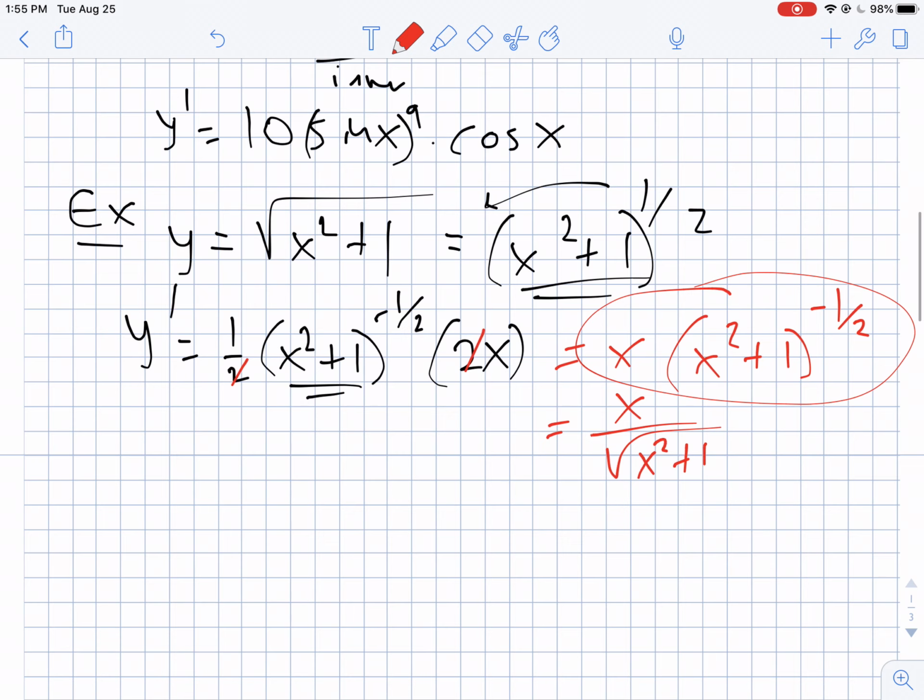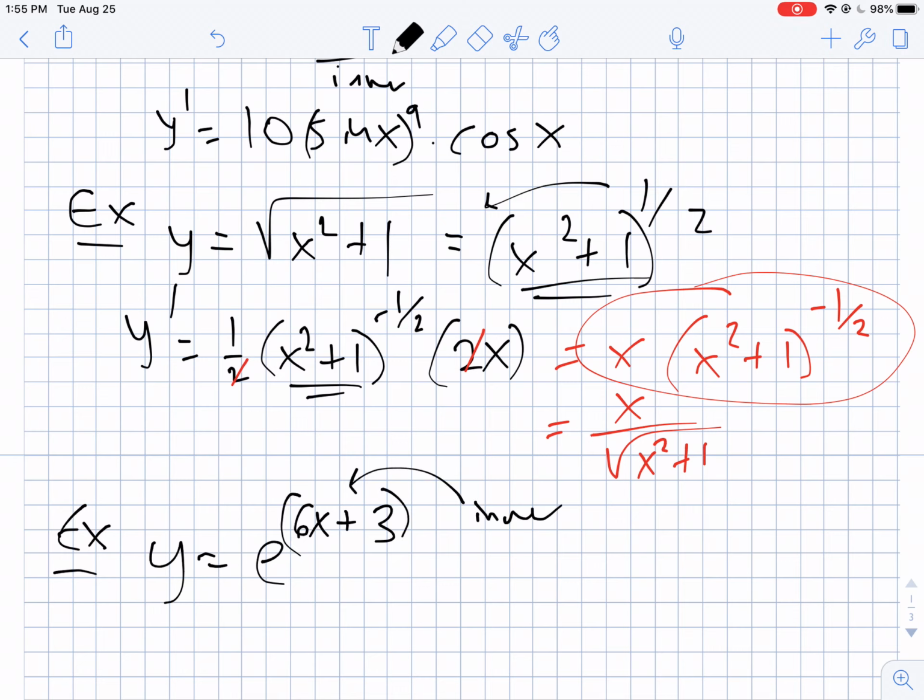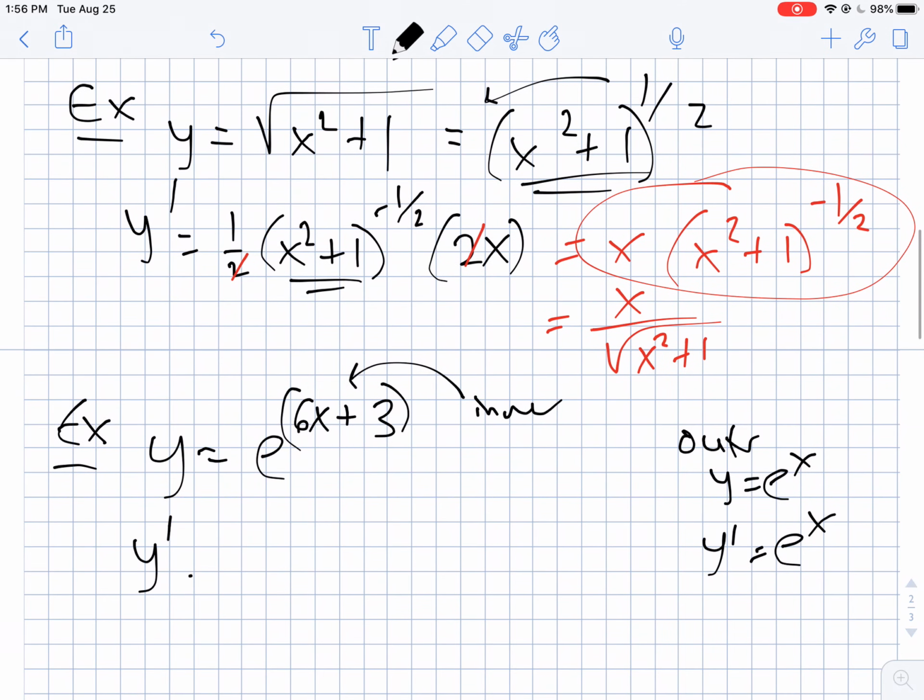Okay, let's look at a case with e, because I think this is actually a pretty interesting one. So what if you have the function e to the 6x plus 3? Now, this is the inside. Think of whatever's in parentheses as the inner function. Your outer function in this case is just e to the x, which we know the derivative of that is just e to the x. Okay, so we're going to start with that. So we're going to start by taking the derivative of e to the 6x plus 3.